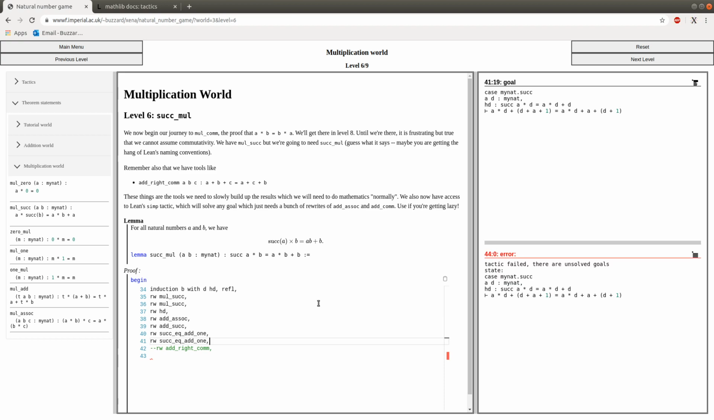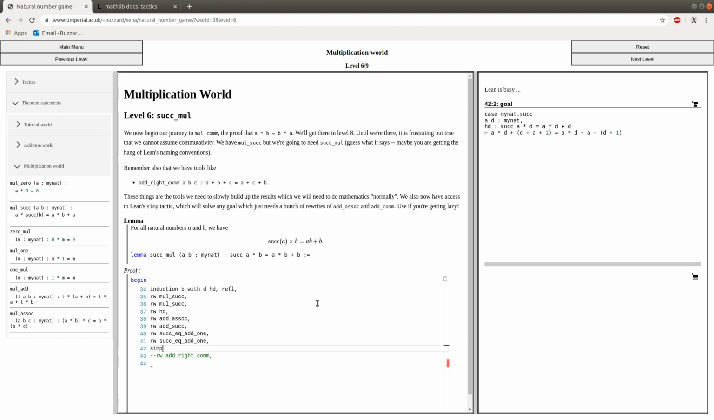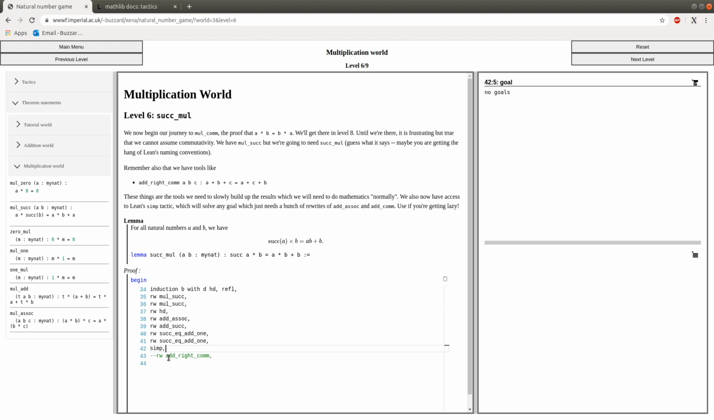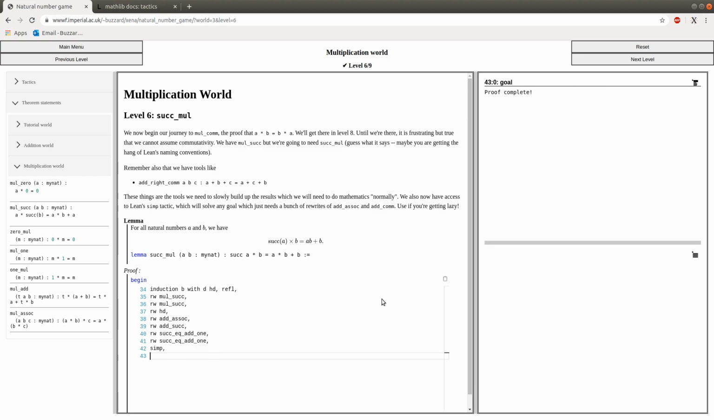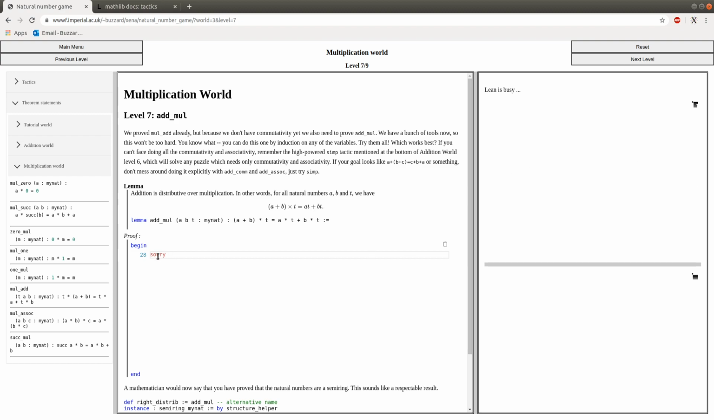And now I'm hoping that I can solve. Now maybe simp will do this. Oh, thank goodness for that. There you go. That was an interesting level. And there's me laughing at undergraduates when they say they're stuck. And finally, here's add mul.